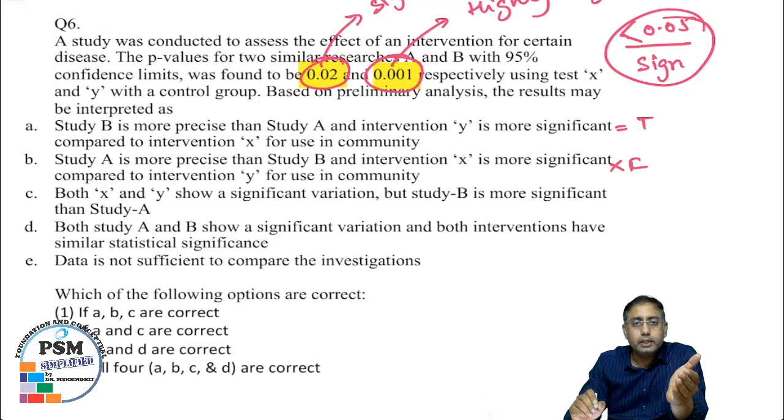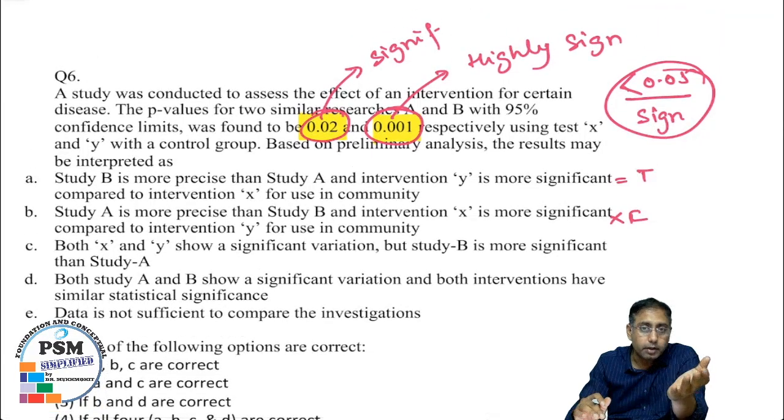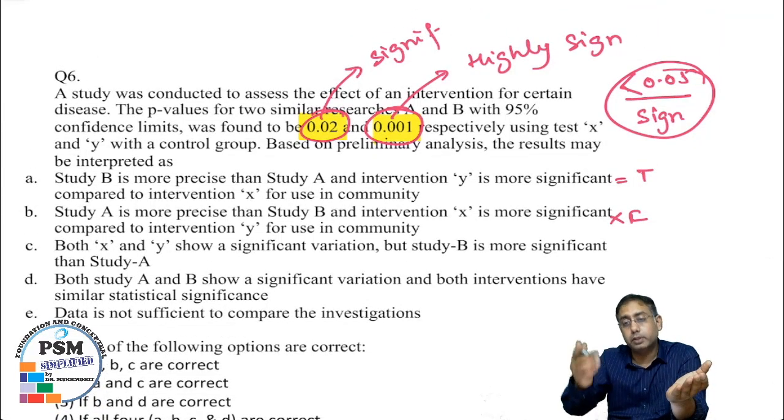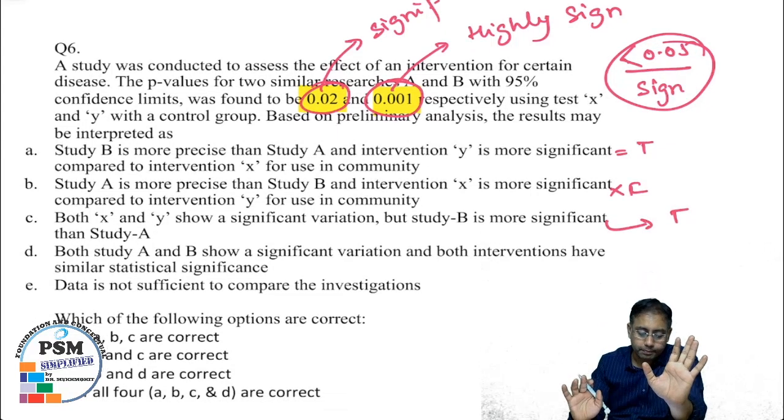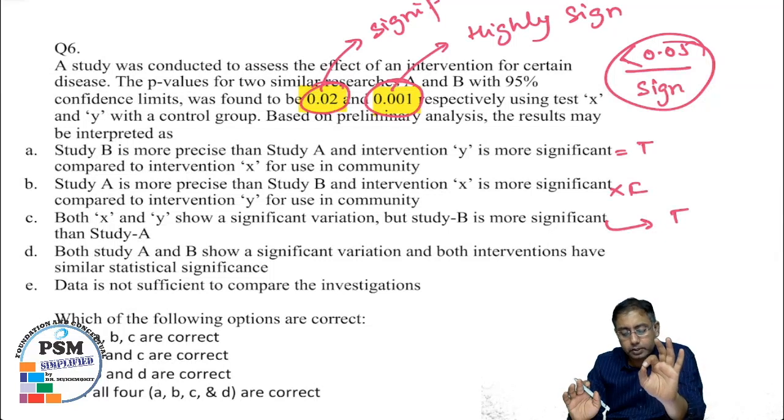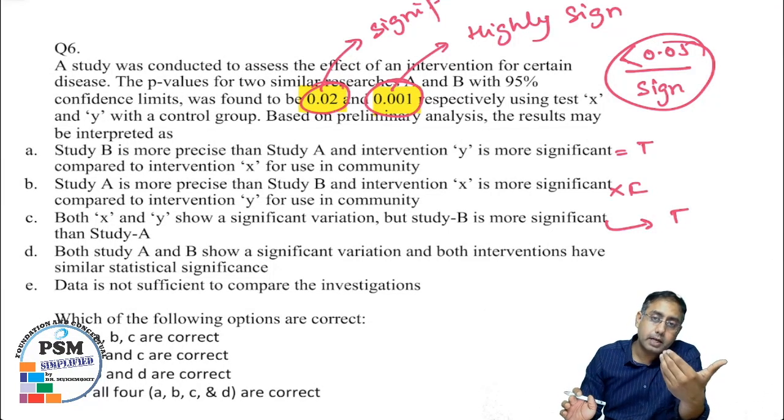So X and Y show a significant variation. They do show a significant variation. Both are significant, right? That's what I have written. Both are significant. Study B shows more significance. So I agree to this. This is also true. Both study A and B show significant variation. Yes. And both interventions have similar statistical significance?